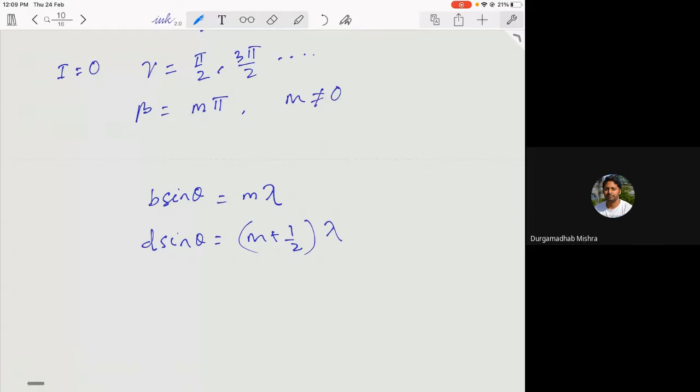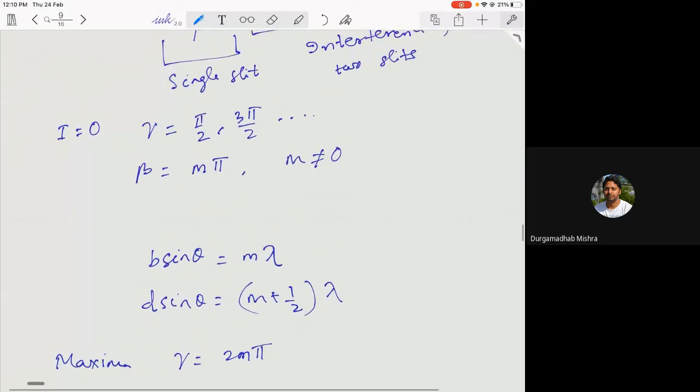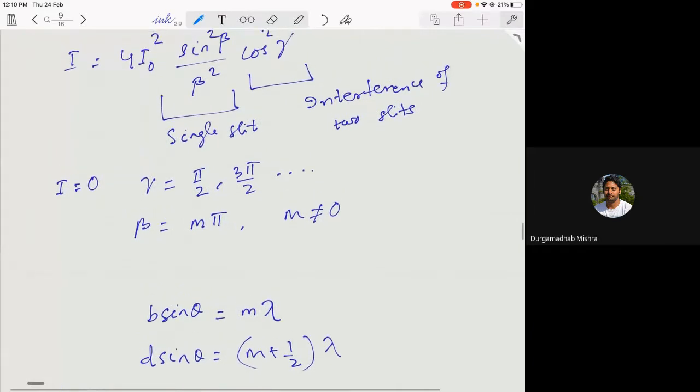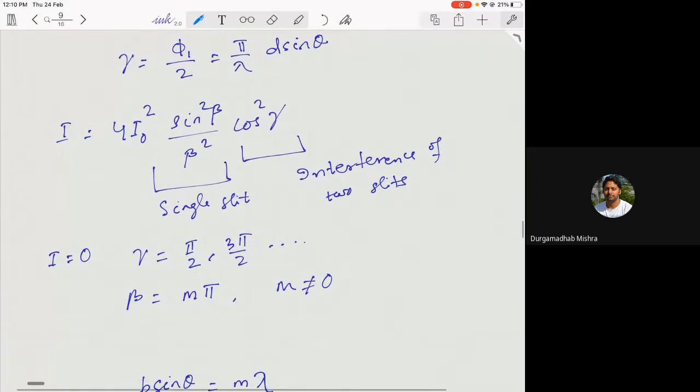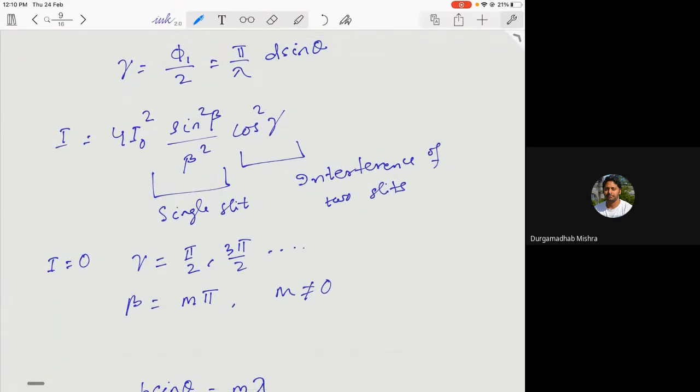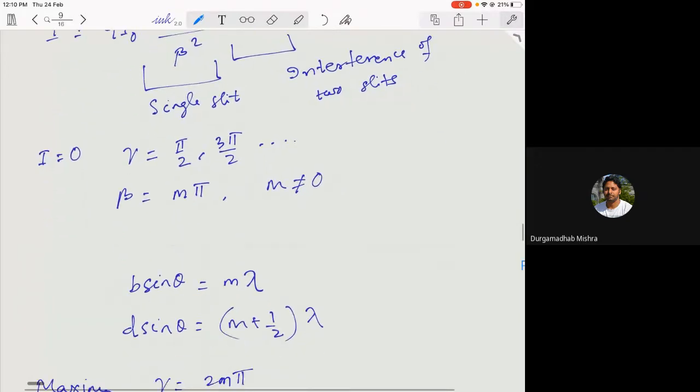Similarly, maxima we would observe when gamma is equal to 0, pi, 2 pi and so on. And for the central one, there is no change. The central maximum will always be when m is equal to 0, and that will be 4 I naught square. That is the central intensity.